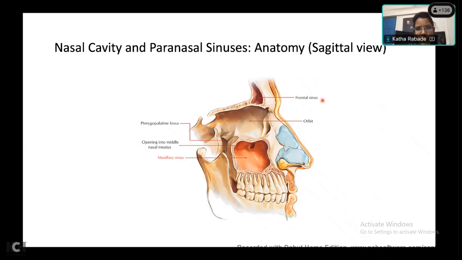Again, one more picture showing the relation of the maxillary sinus. In front is the nasal cavity, and just on top of it is the orbit above the maxillary sinus.